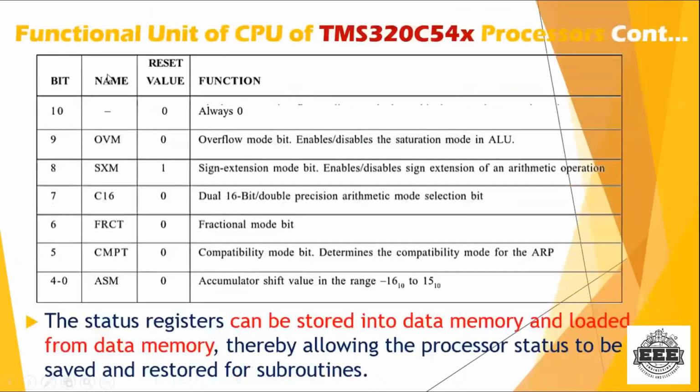Overflow mode bit, and then XHM is going to be a sign extension mode bit, and C16 is going to be the 7th bit, which is called the dual 16-bit precision arithmetic mode selection bit. FRCT is a fractional mode bit. CMPT is going to be a compiled mode bit, and then ASM, from 0 to 4, is going to be called the ASM accumulator shift values.